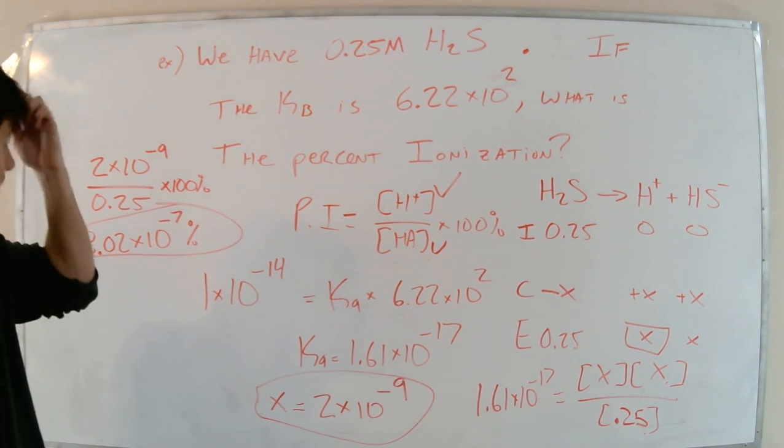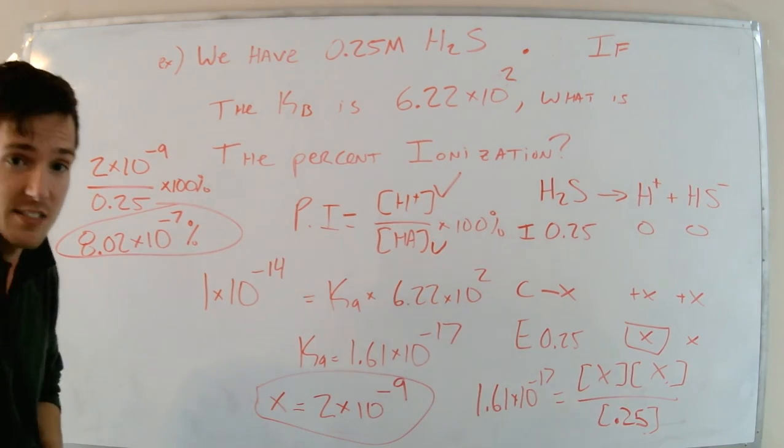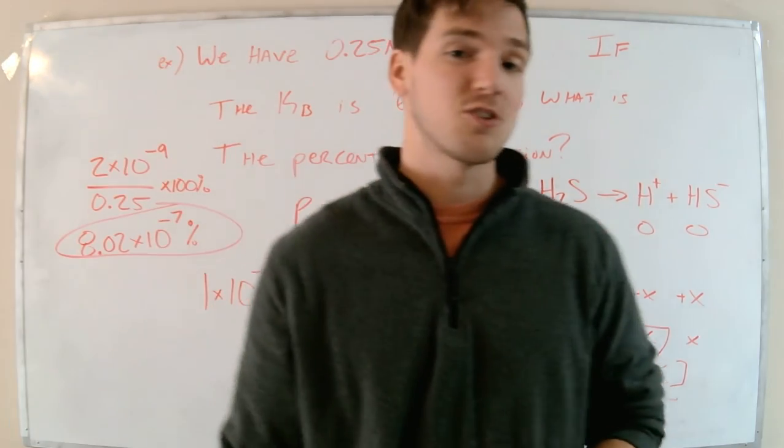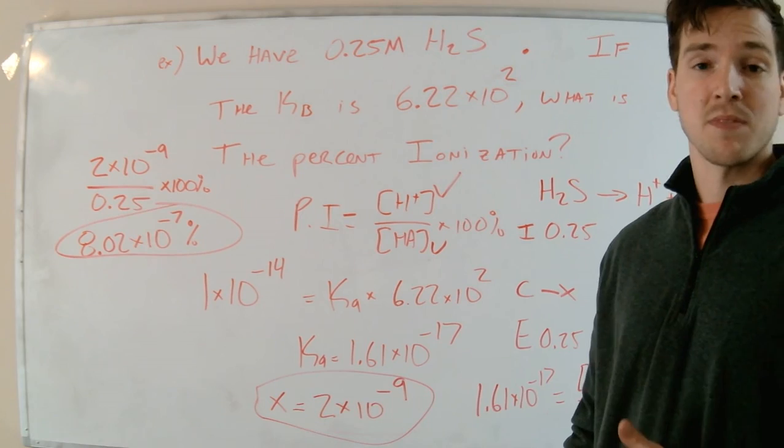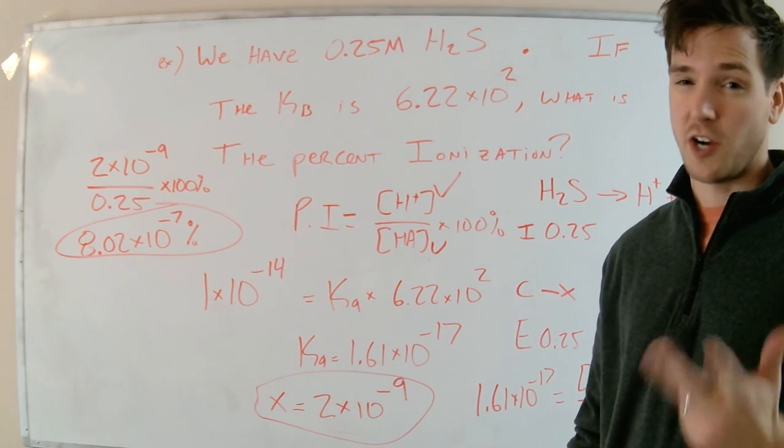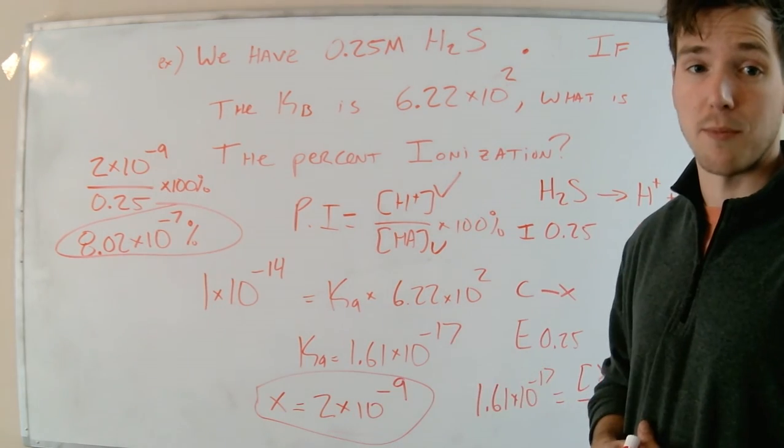Alright, so that is percent ionization, okay? Just another equation. Make sure you're using your skills of Ka, using your skills of pH, using your ICE tables to help you solve problems like this, okay?